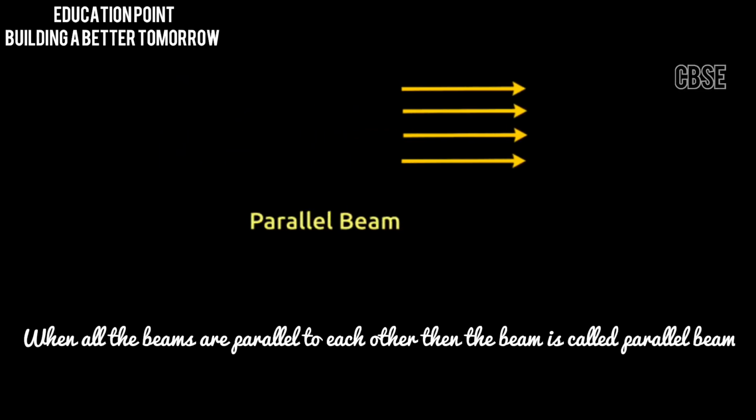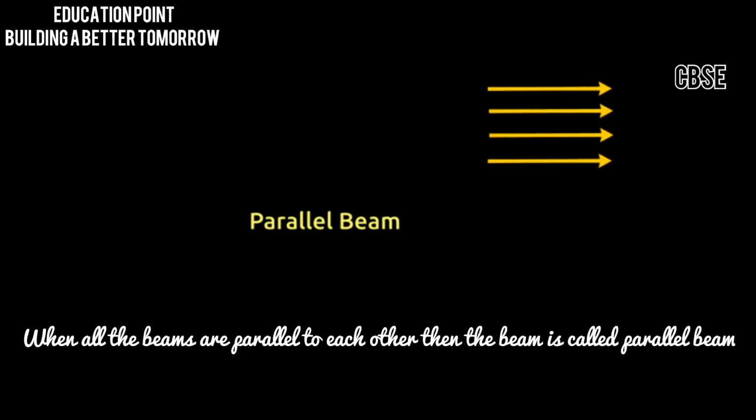When all the rays ejecting from a source are parallel to each other, then the beam is called a parallel beam.